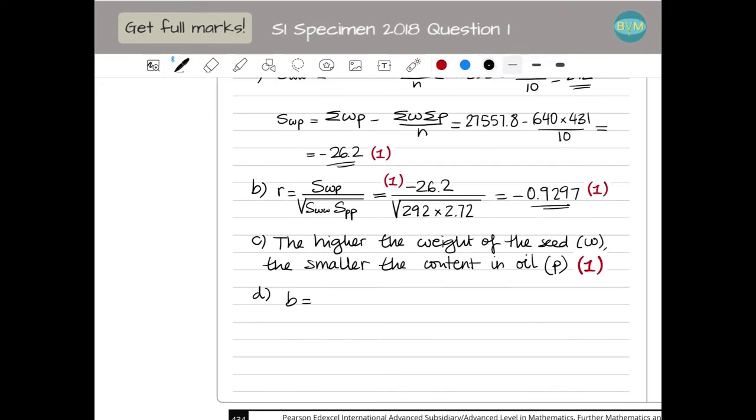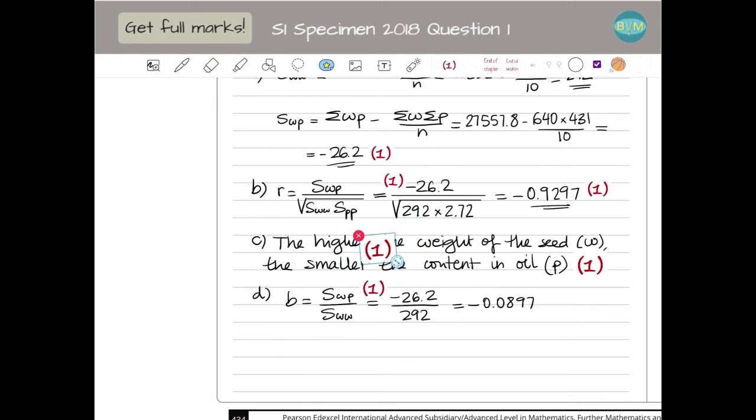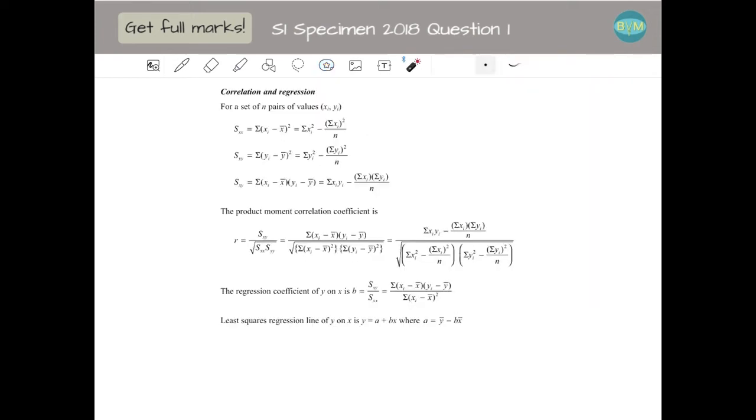So in this question, I have SWP divided by SWW, and they are all values that I have. So SWP is minus 26.2, and SWW is 292, and this is minus 0.0897. This is B, and I get already 2 marks here. One for the correct method, the correct formula. So go to the booklet and just write the formula and substitute, and then the other one for the correct answer.